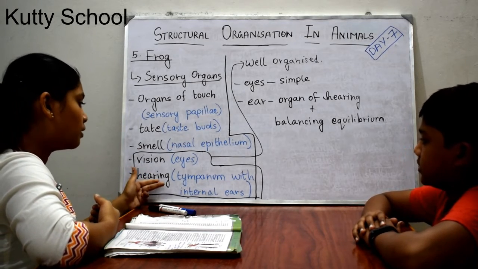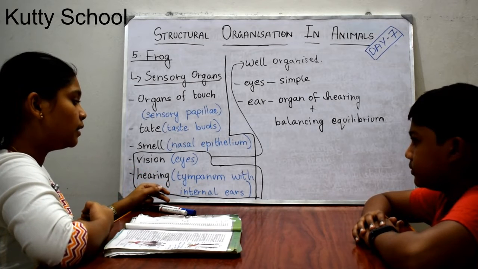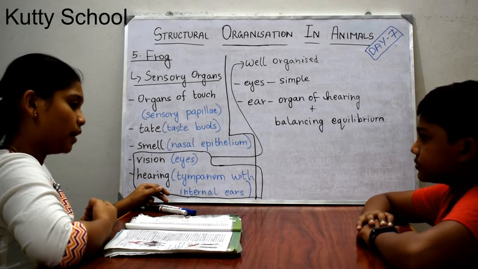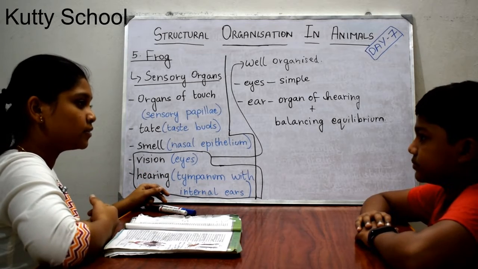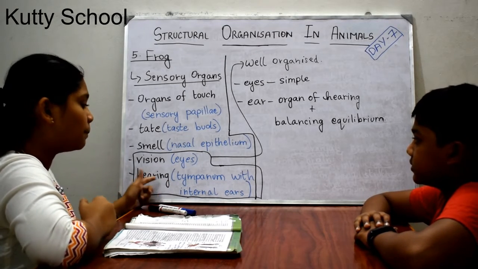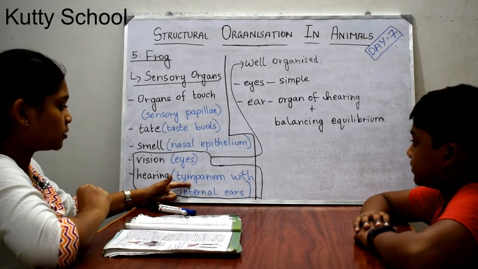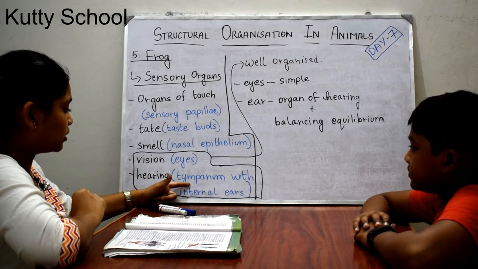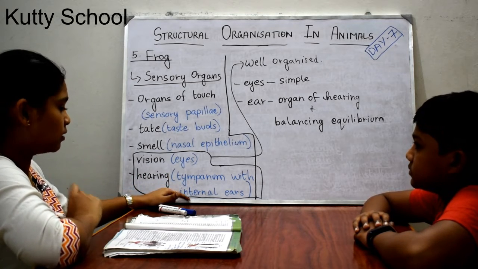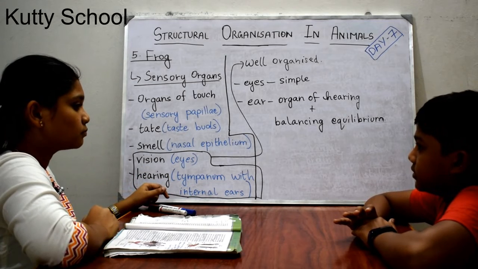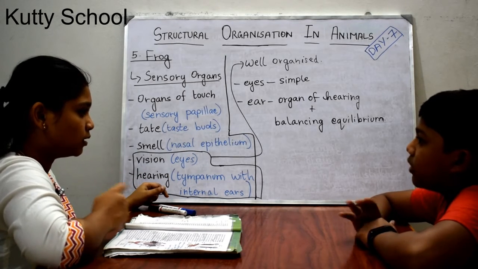For hearing, they have tympanum with internal ears. They do not have external ears, and the external ear is represented by the tympanum. They only have internal ears, which we cannot see. We can see only a small part.